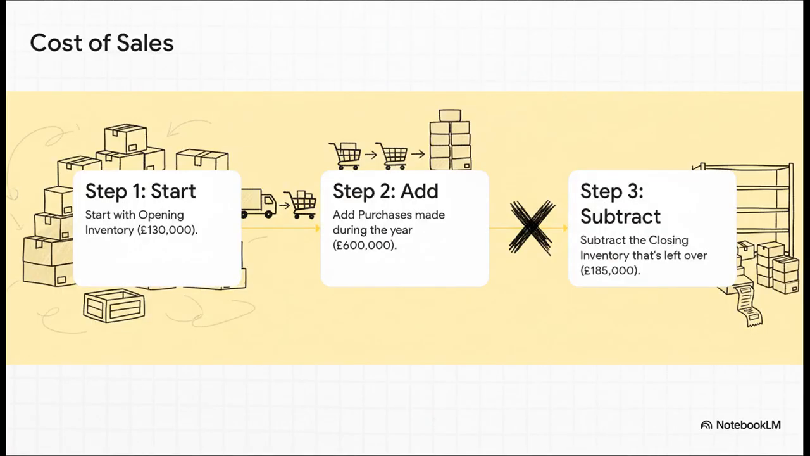It's a really simple three-step process. You take the inventory you started the year with, you add all the new stuff you bought during the year, and then you subtract the value of whatever was left unsold at the very end of the year. What's left tells you the cost of exactly what went out the door.